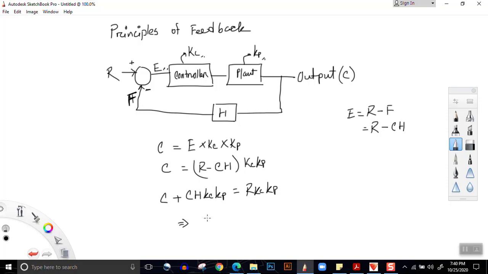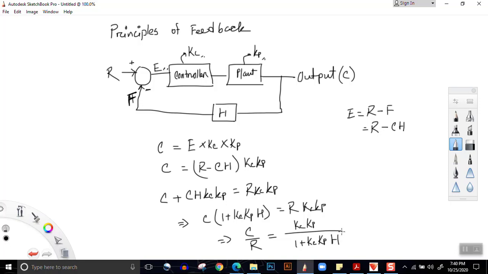Now we take C as common. C times (1 plus Kc Kp H) is equal to R Kc Kp. From there we get C by R is equal to Kc Kp divided by 1 plus Kc Kp H. This thing, C by R, is called the closed loop transfer function.